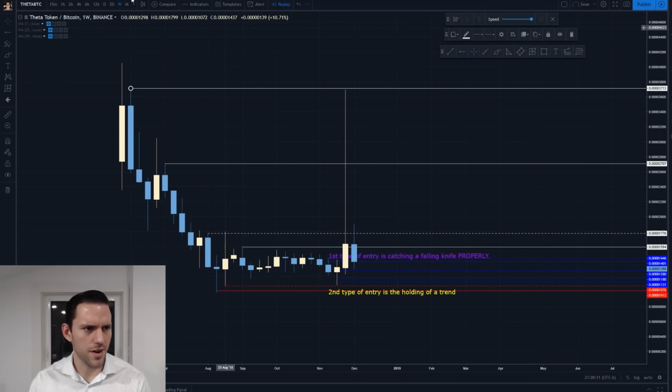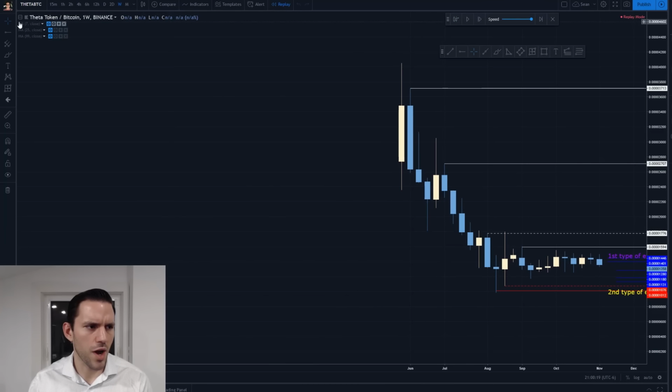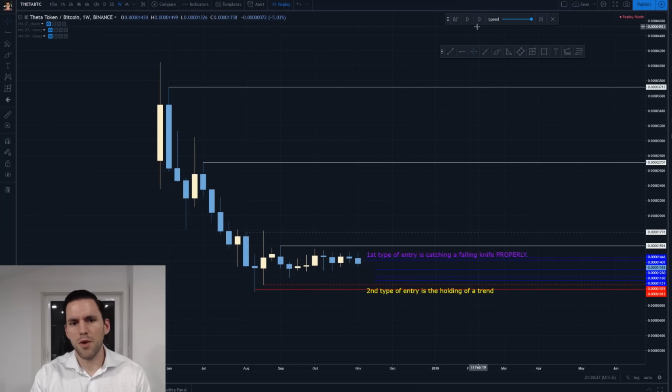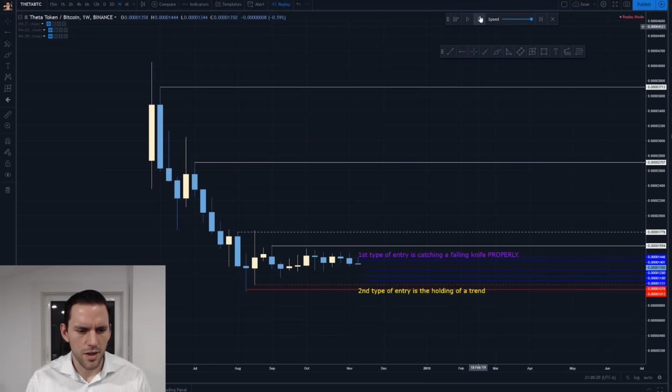And when it tests right here, I wonder if the replay tool will show it step by step. Probably not, but we'll just try anyways. I don't think it will. But once this untested level becomes tested, and you already have an untested one here, you can see why Theta moved up so much, right? Let's see what it does.